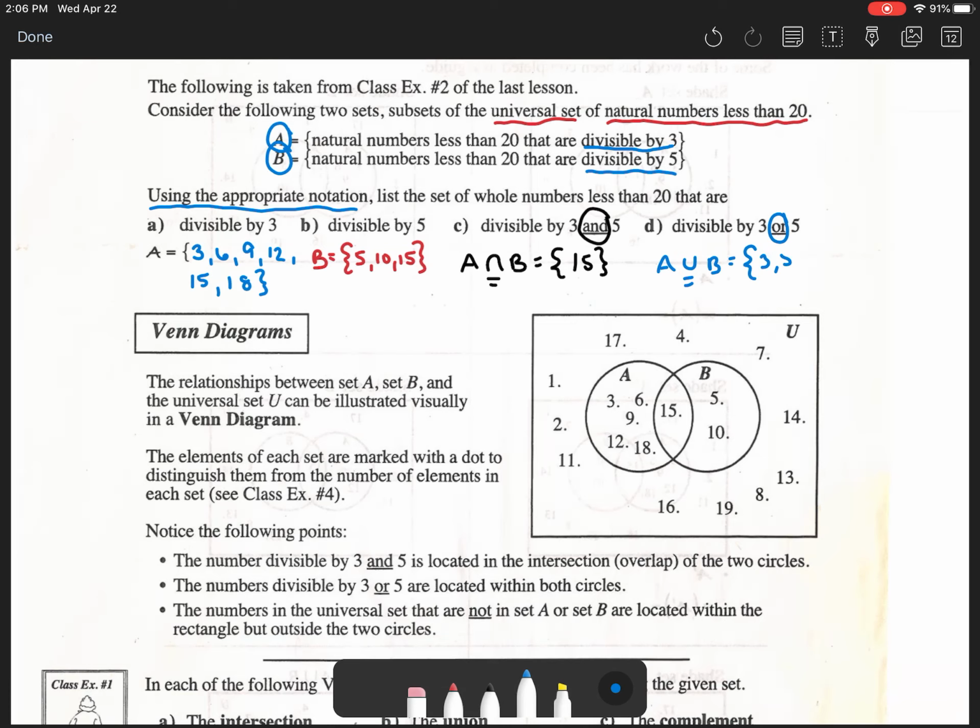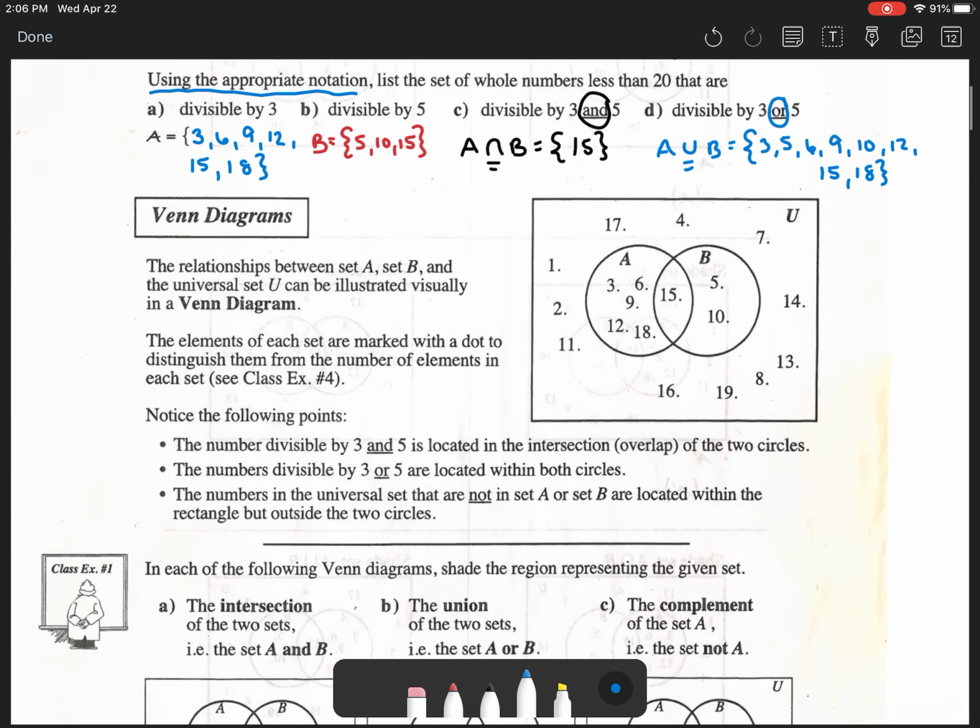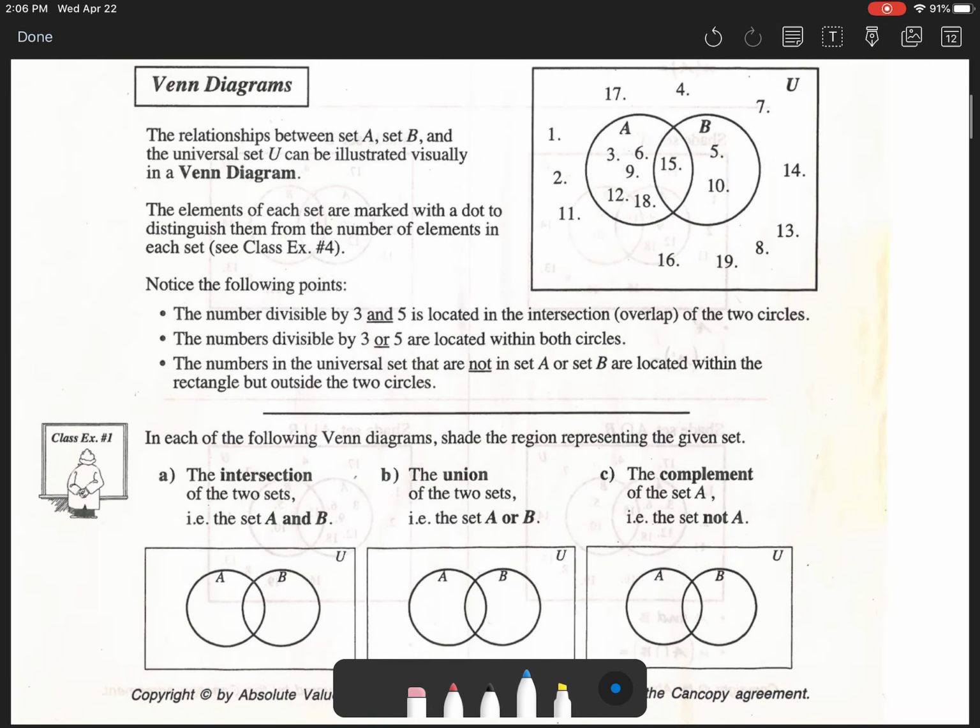So everything in those two groups combined, because if I pick a value from either of those groups, it's divisible by 3 or 5 or both. When I combine those groups together, I get 3, 5, 6, 9, 10, 12, 15, and 18. So you'll see that that is set A and set B combined together. So again, nothing new there, just a review from last day, review of the values, what natural numbers are, how to notate those sets properly.